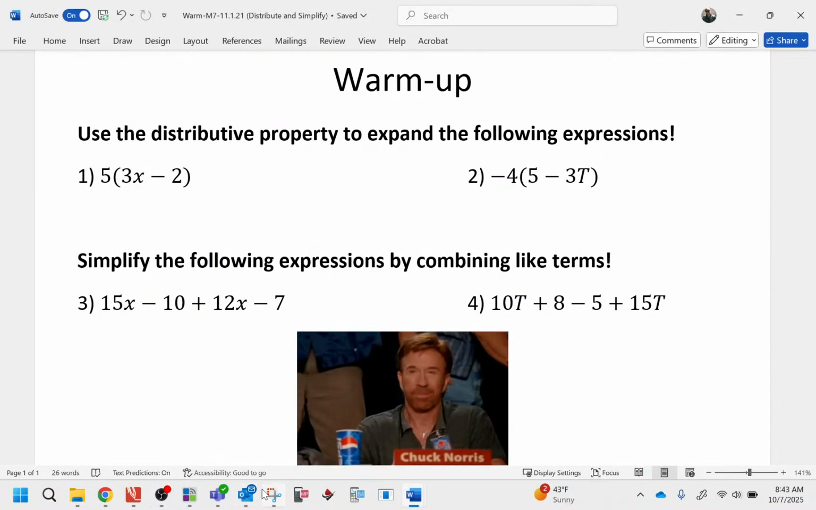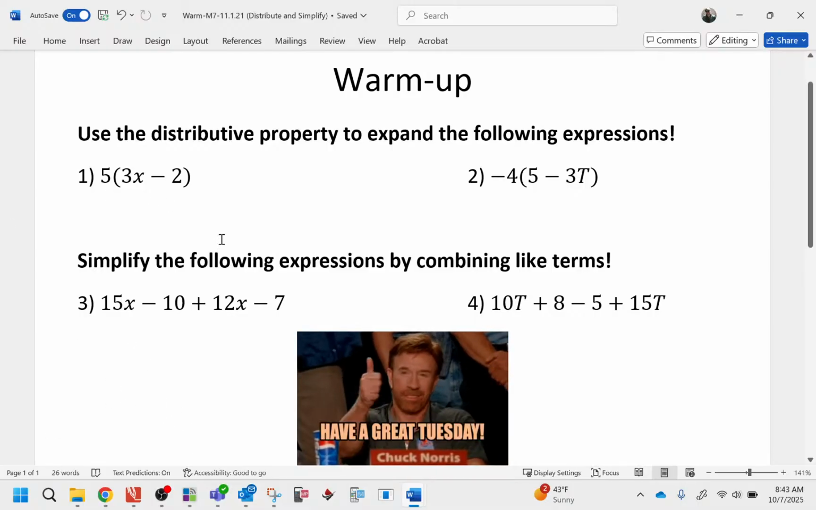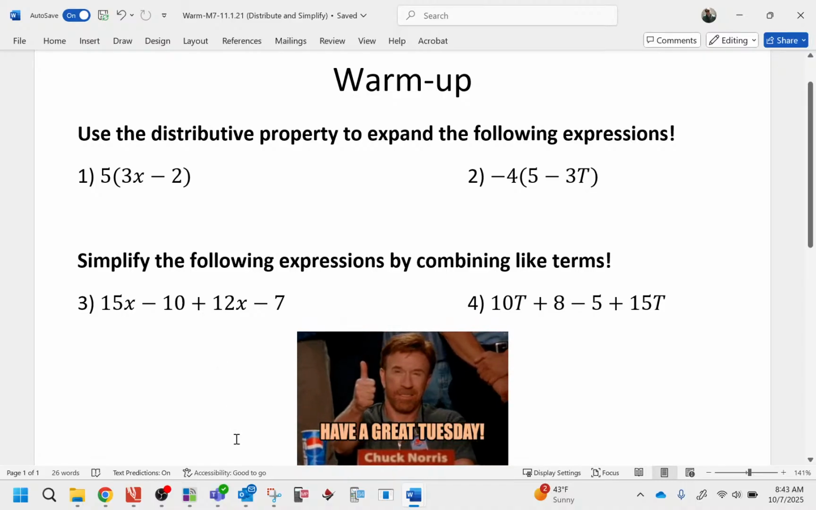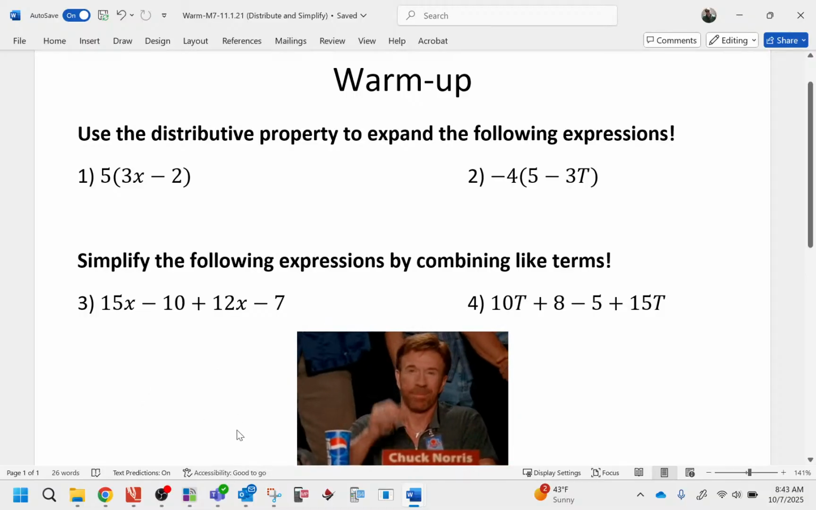Here's our warm-up. If you guys want to go ahead and check this out here on 1 and 2, you're going to use the distributive property to simplify, expand those expressions, and then simplify those expressions on 3 and 4 by combining like terms. You want to pause the video? Because we're ready to go. Let's make this happen.